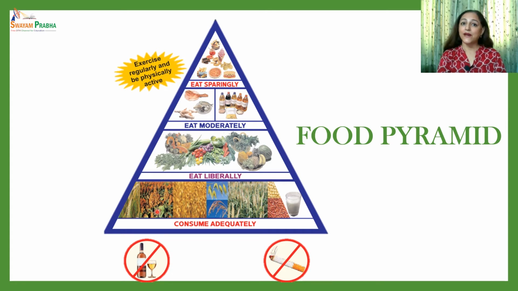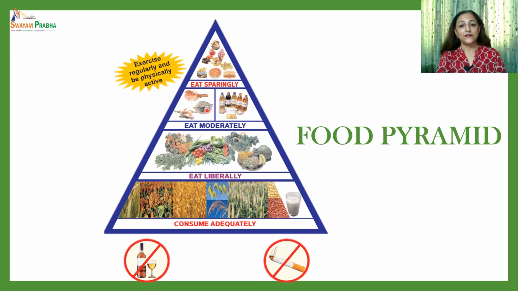Then it contains vitamin B complex, it contains folic acid, iron, and fiber. The second level is vegetables and fruits. It should be eaten liberally as they are rich sources of vitamins, minerals, fibers, and they also contain antioxidants. And we all know they have immense health benefits. That is why it is written that they should be eaten liberally.